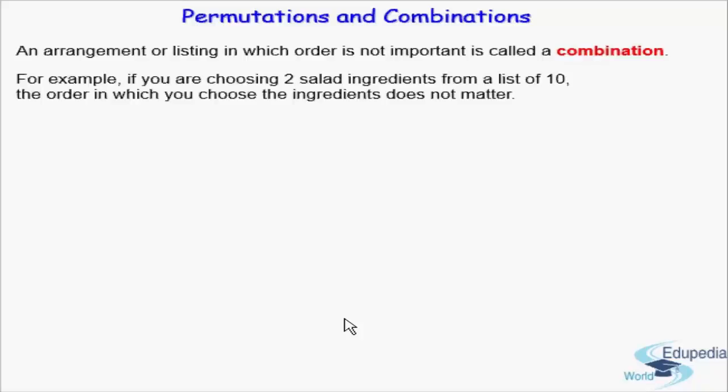There will be the combination of the two ingredients that we're going to select from the list of 10 ingredients that we can have for the salad. Had there been a question in which the order was important, then we would have used a permutation.